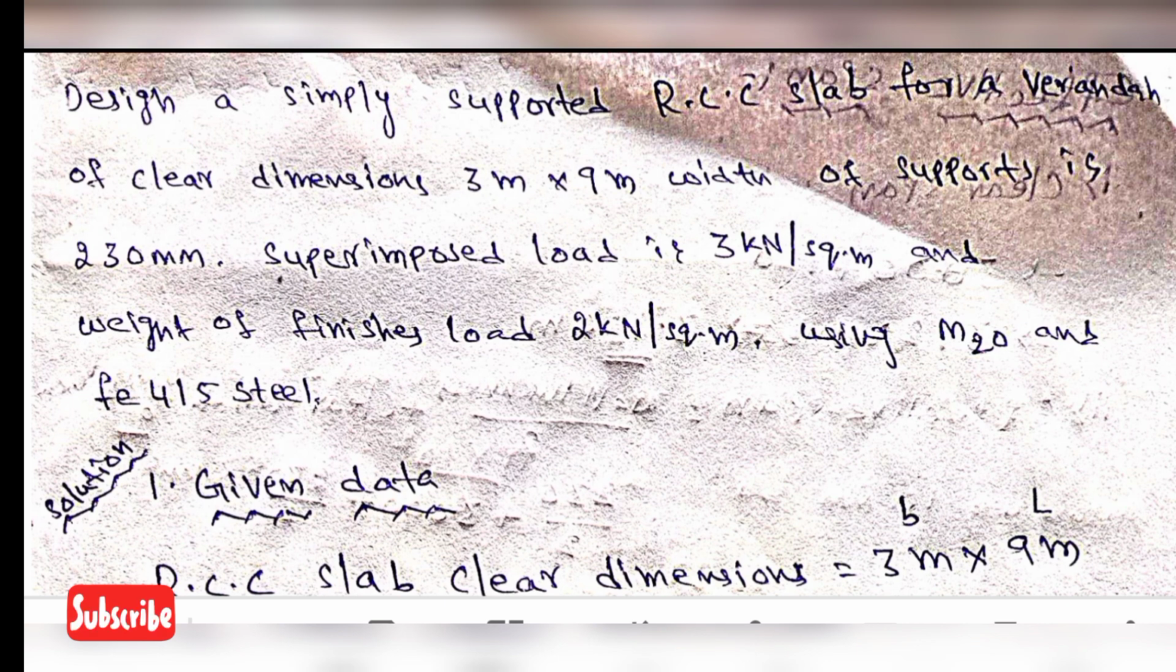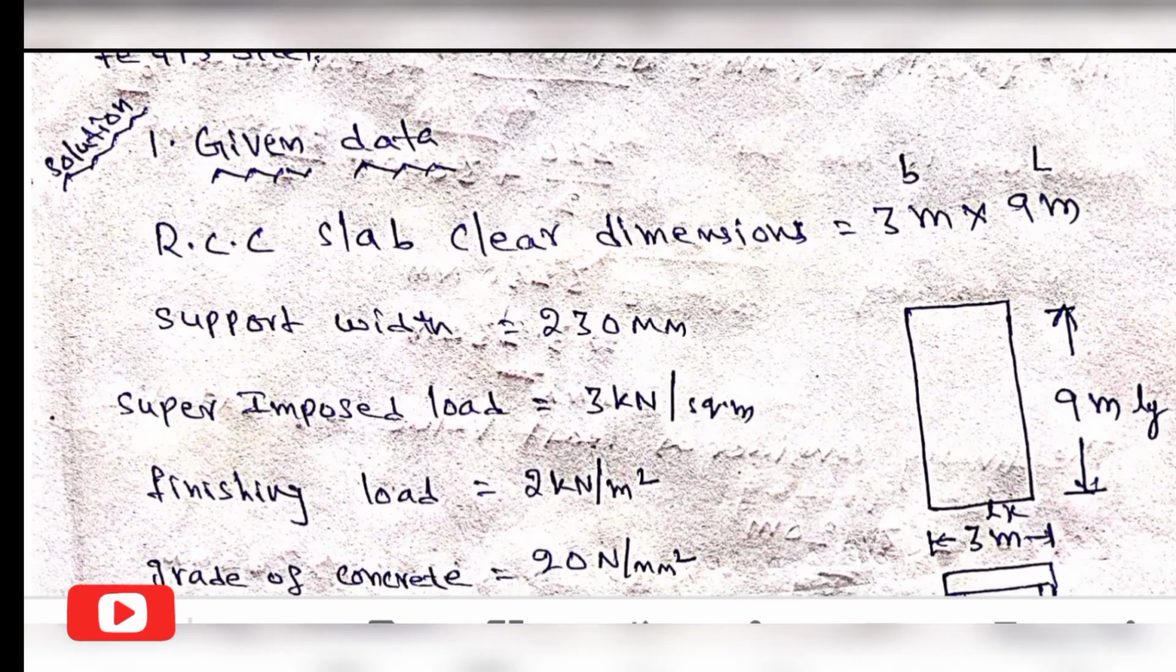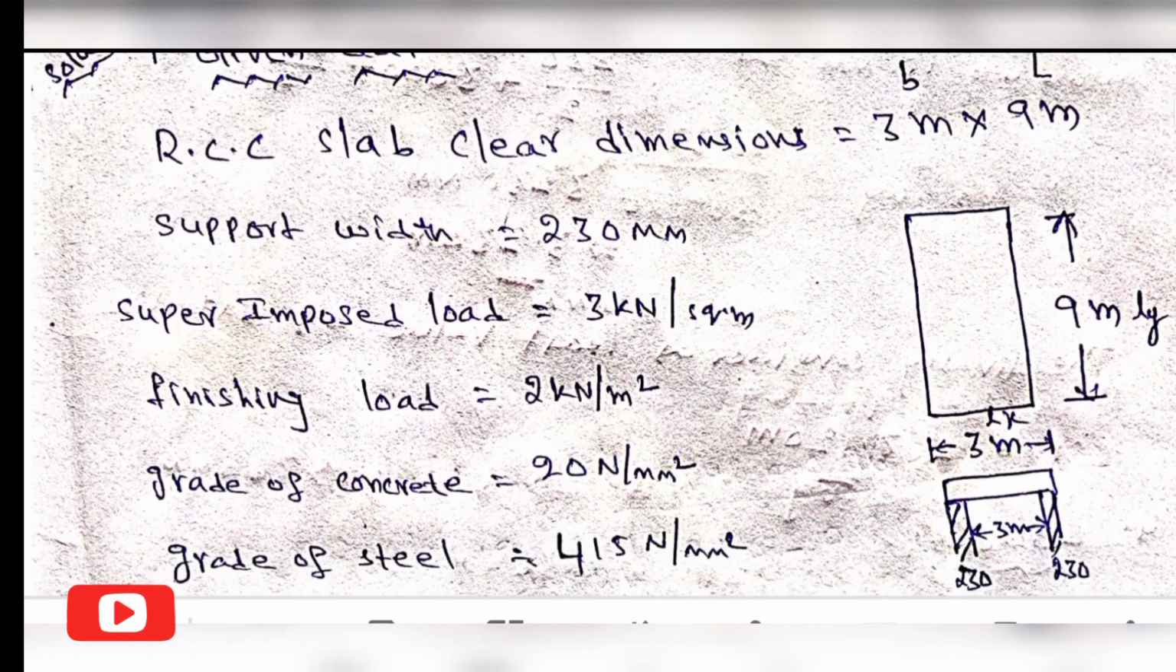Example problem: design a simply supported RCC slab for a veranda of clear dimensions 3 meters by 9 meters. Width of supports is 250 mm. Superimposed load is 3 kilonewton per meter square and weight of finishing load is 2 kilonewton per meter square, using M20 grade of concrete and Fe 415 steel.